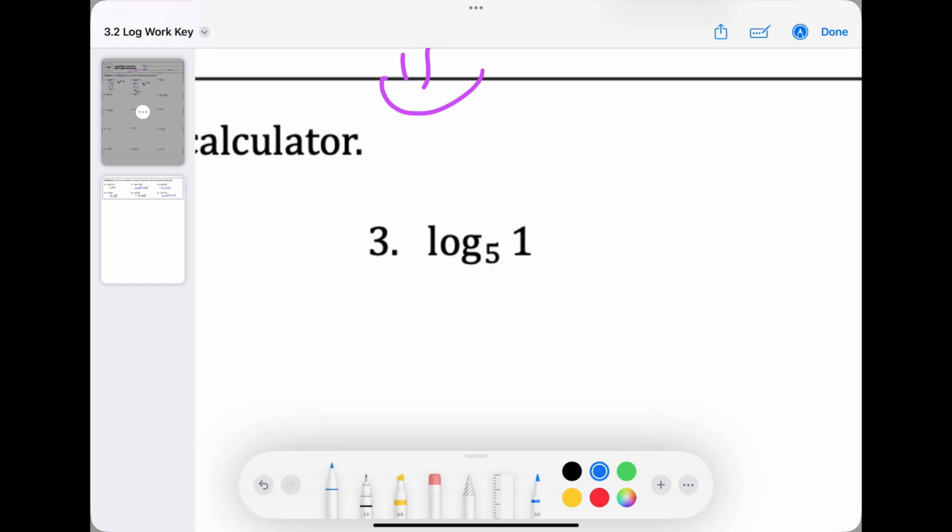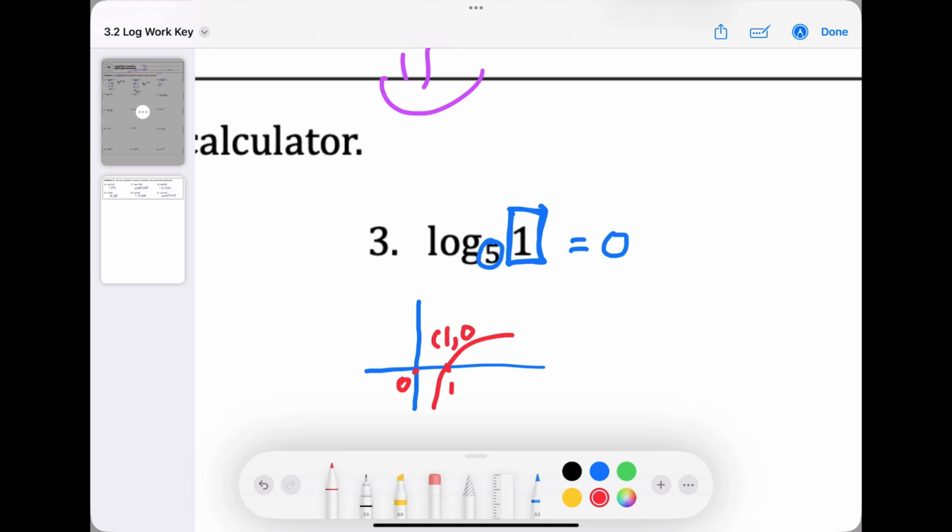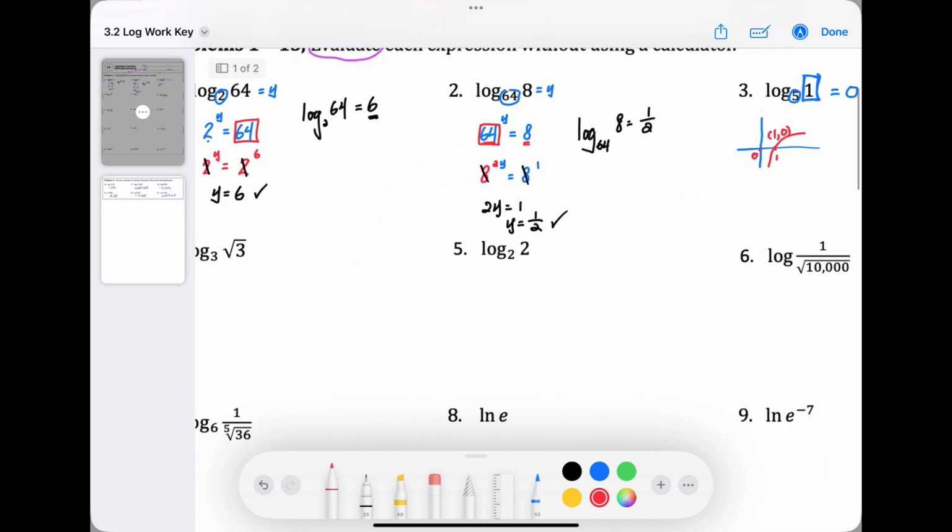Number 3, all about the base. Same thing. Every time the base is 5, log of 1, the final answer must be 0, because we mentioned the function of my log, right? When my x is passing 1, my y value is 0. So this will be a perfect answer. When I plug in x for 1, my outcome y must be 0. So this will be the fun thing about no calculator.